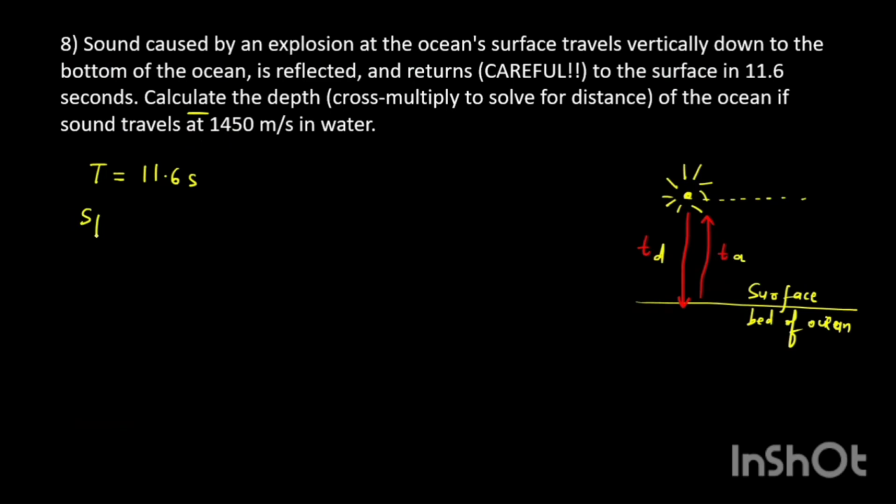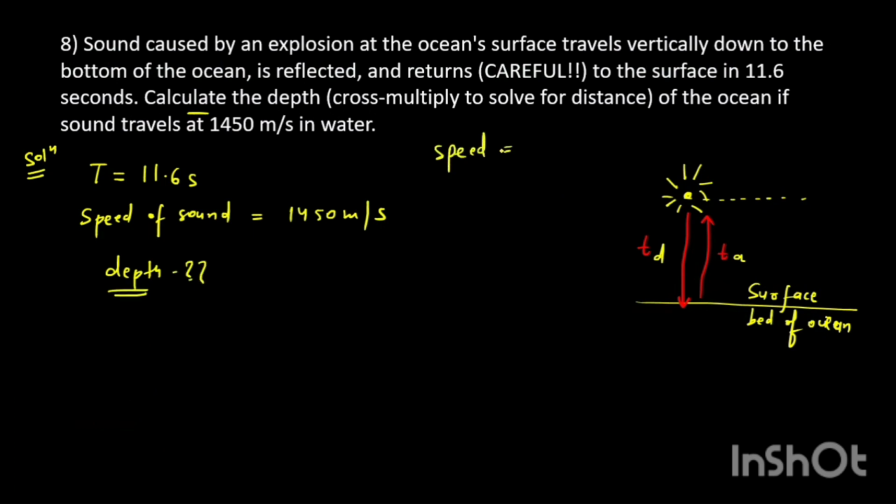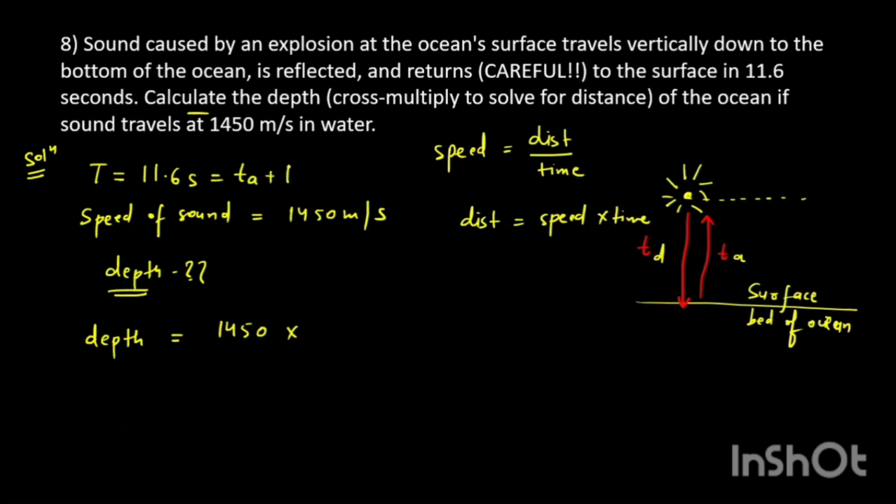So we have been given the speed of sound also, which is 1450 meters per second. We have to calculate the depth. How can we calculate the depth? By using the formula of speed. Speed is nothing but distance upon time. We have to calculate the distance, so distance is going to be speed into time. Speed is 1450 and the time is the total time of ascent plus time of descent.